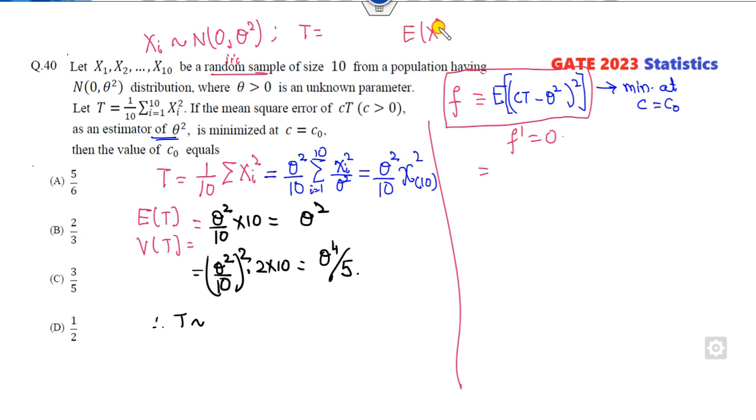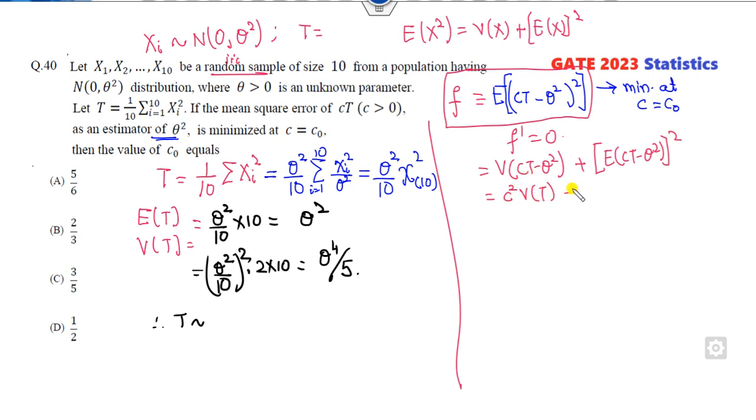How can you solve this expression? I can write this value as the variance of CT plus the square of the expected value of CT minus theta square. So this is c square times the variance of T, plus c is outside, expected value of T minus theta square, whole square. Now you can substitute the variance of T. It is c square theta 4 over 5 plus, theta square is common, 4 c minus 1 whole square. Now this is my f.